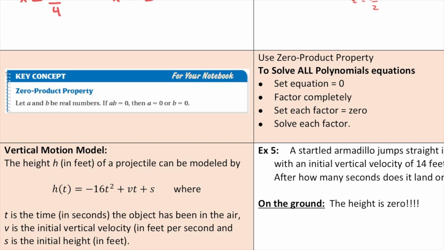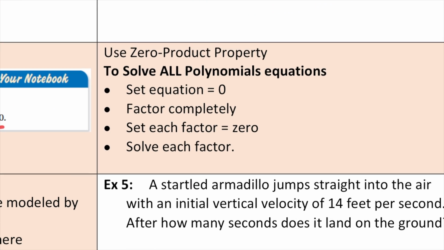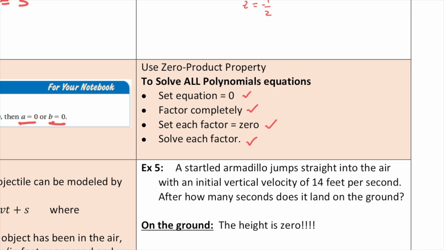So this is called your zero product property. If you have 2 factors whose product is 0, then either the first equals 0 or the second one equals 0. So in order to use your zero product property to solve polynomial equations, you set the equation equal to 0, factor completely, set each factor to 0, and then solve each factor.